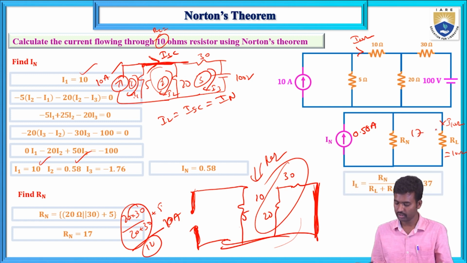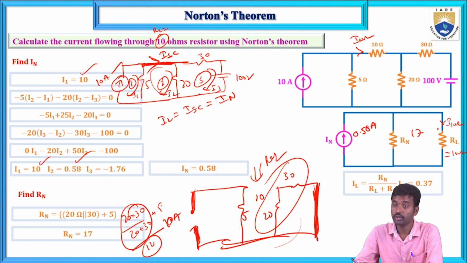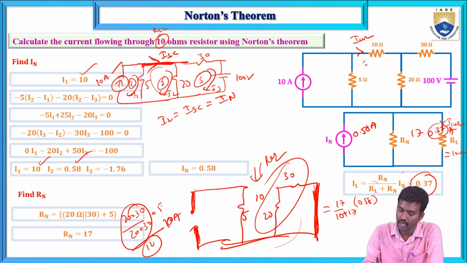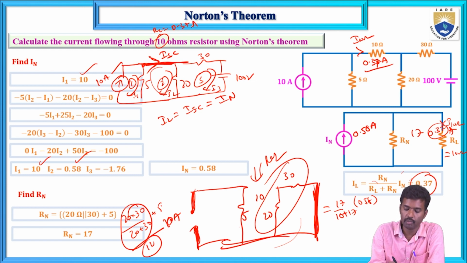Now, if you apply the current division rule, the opposite branch resistance divided by the total resistance into IN: RN divided by RL plus RN into IN. If you substitute, RN equals 17, so 17 divided by 10 plus 17, into this 0.58, equals 0.37. So 0.37 amperes of current flows through the load resistor.